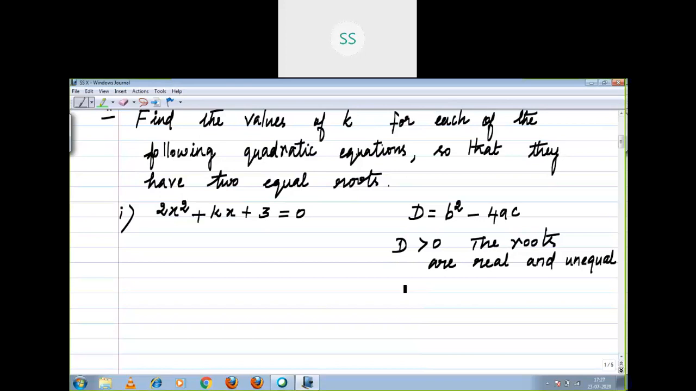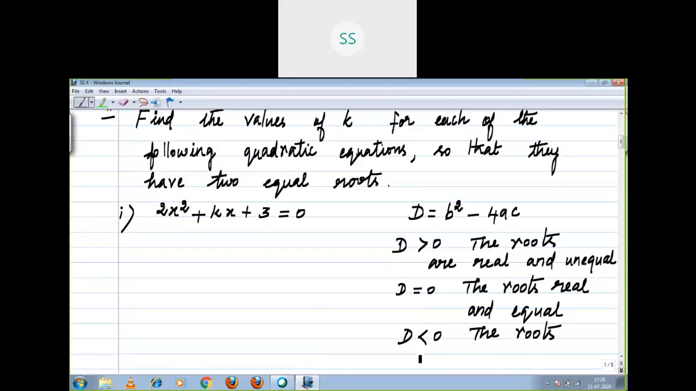D is equal to 0. What is it? The roots are real and equal. Very good. Who said that? Yeah. D less than 0. A boy or a girl? A girl participated. Next time I am expecting it from the boy side. The roots are what? Yeah, very good boy. The roots are imaginary. Equal participation I want, from the boy side as well as the girl side.